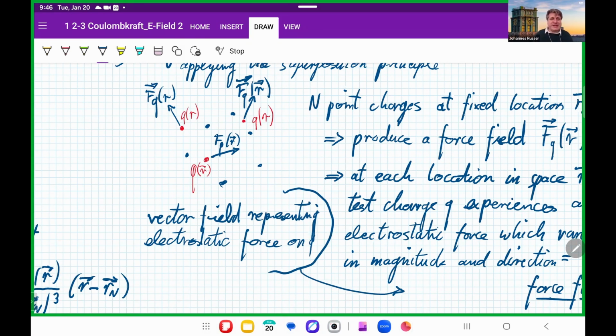So do you have questions regarding this? How you obtain this force field? How you have an arbitrary number of charges? You know their charge value, you know their position, and then you take Coulomb's law and you can figure out what the force is on a test charge at any position in space. And by doing so, you actually reveal the force field.